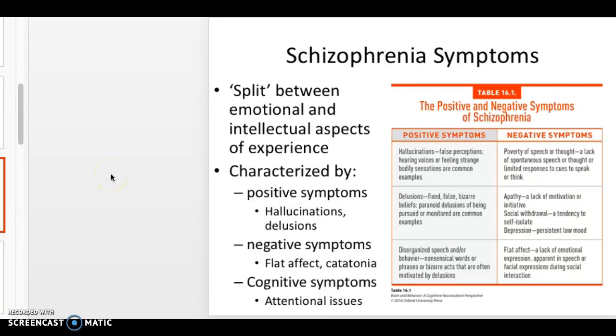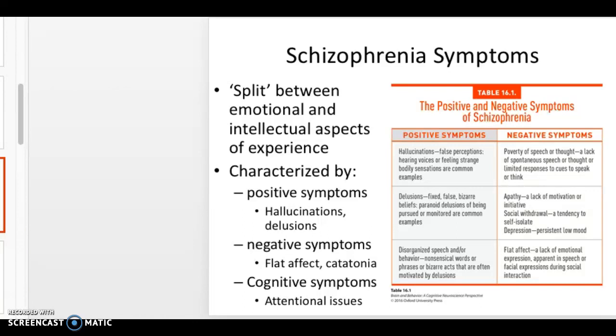Schizophrenia is one of the most devastating mental disorders. It tends to have a much more biological kind of component when we think about it. I'll talk real briefly about some of the symptoms. You've probably heard a lot of these symptoms from your intro class or other abnormal classes. We often think about schizophrenia as being this split between emotional and intellectual aspects of experience. And we typically talk about the symptoms as being positive or negative.